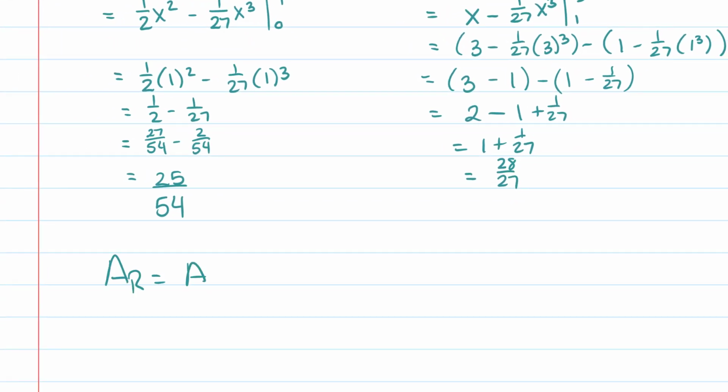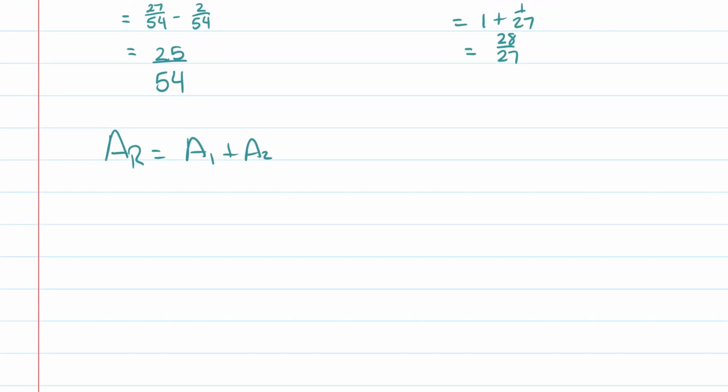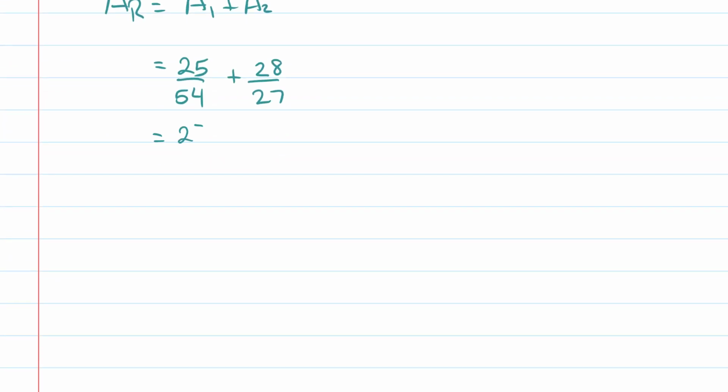So now what I have to do is add those two numbers up, because the area of my entire region is area 1 plus area 2. So this is going to be 25 over 54 plus 28 over 27. So this is 25 over 54 plus 56 over 54, which gives us 81 over 54. And you divide those both by 27, and you get 3/2 units squared.